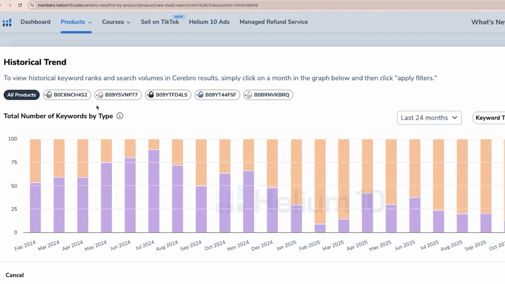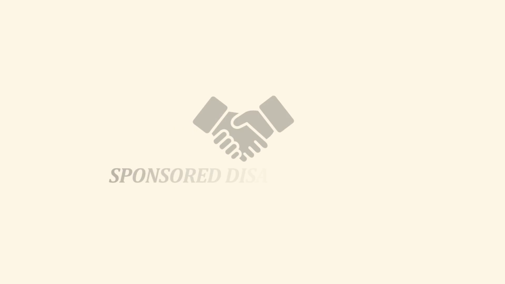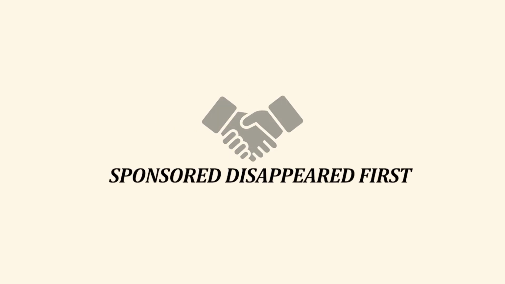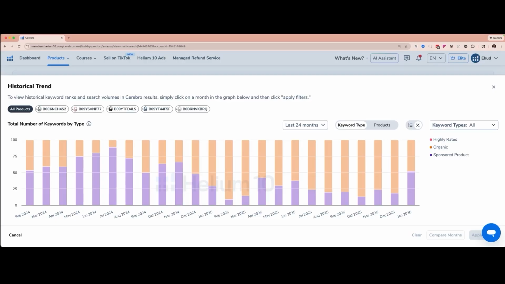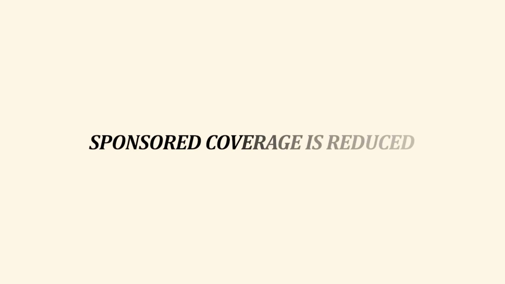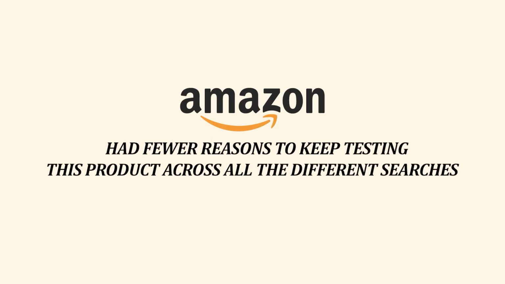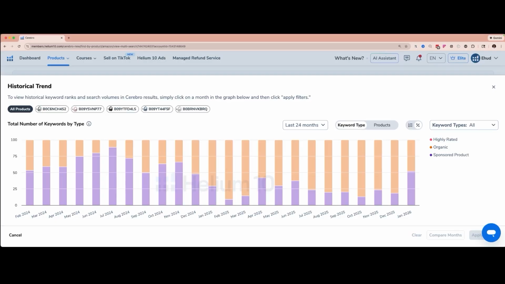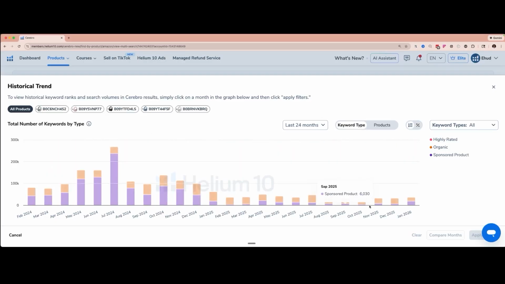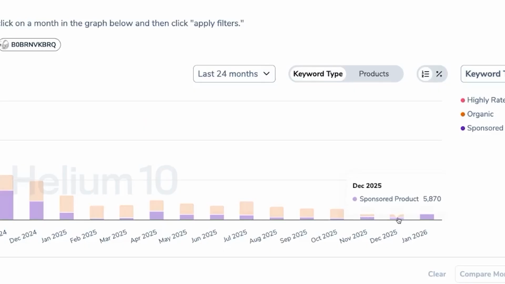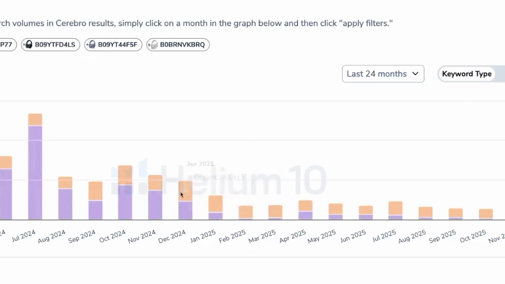But that doesn't mean that the organic got stronger. What it really means is the sponsored disappeared first. So the pie didn't get better, the pie got smaller. Organic just makes up a larger slice of what's left. And when you connect this back to the count view, it lines up perfectly. Sponsored coverage was reduced. Amazon had fewer reasons to keep testing this product across all the different searches, and over time, organic followed it down. See, now there's 5,000, 26,000, and you can see it was much more, 40,000, 50,000.